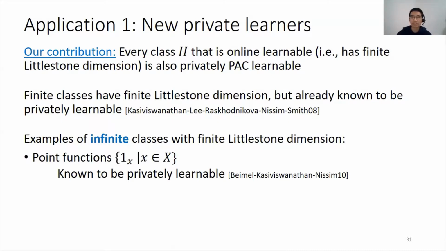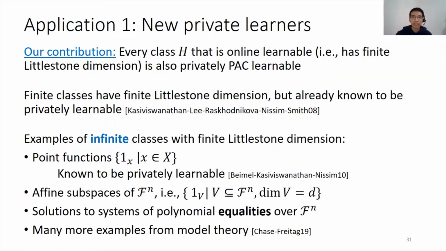One simple example of such a class is that of point functions, indicators for a single point over a possibly infinite data domain. It was already known that any such class was privately learnable with a number of samples independent of the domain. But another example, which we believe is new to our work, is any class consisting of the indicators for the d-dimensional affine subspaces of a finite dimensional vector space. Any such class has Littlestone dimension d, even when the underlying field is infinite. This example can in turn be generalized to the class of solutions to systems of low-degree polynomial equations.